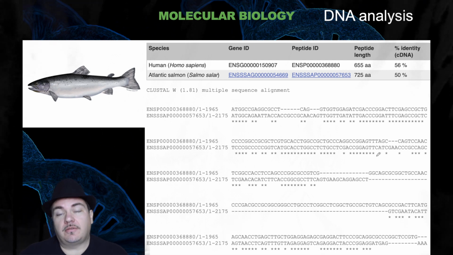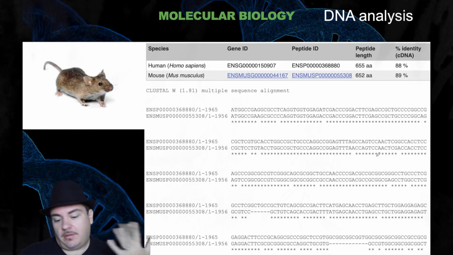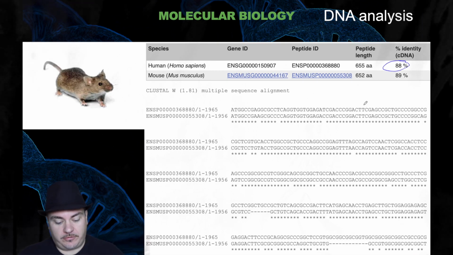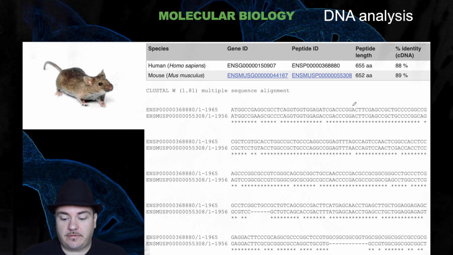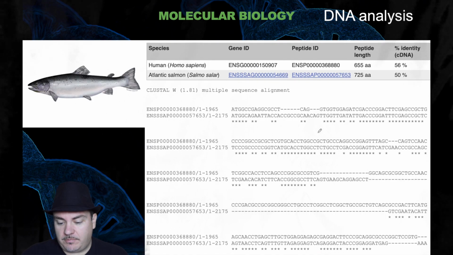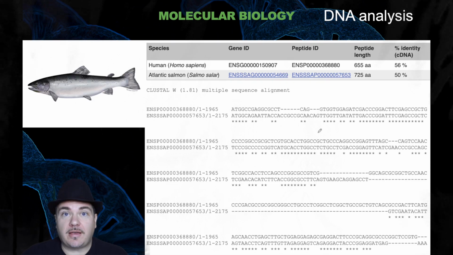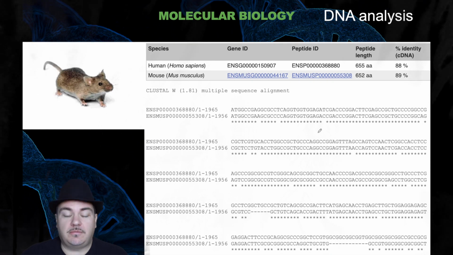Now let's compare it to something that's a little more similar to us. Instead of a fish, a mammal, a mouse. About 88% of the DNA is identical between humans and mice for this particular gene. And if you compare, just look at these asterisks down here, there's a lot more of them between the human and the mouse than between the human and the salmon. Why? Because we're more closely related to mice than we are to fish.